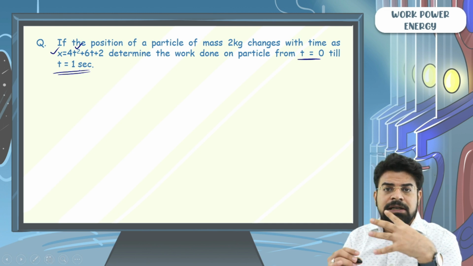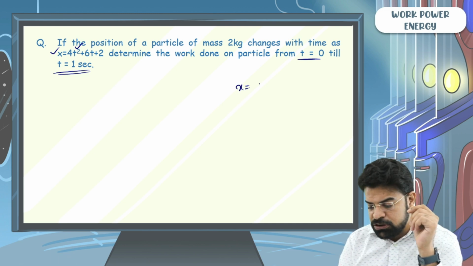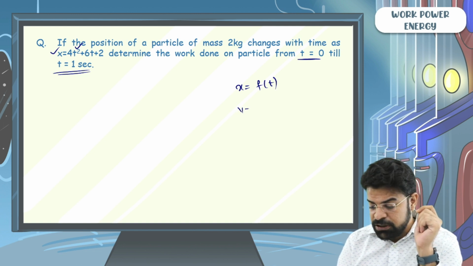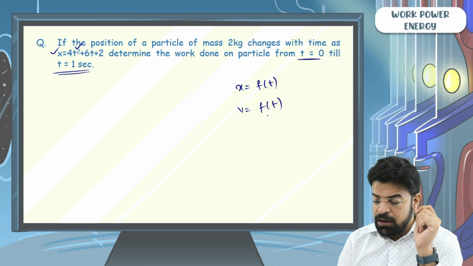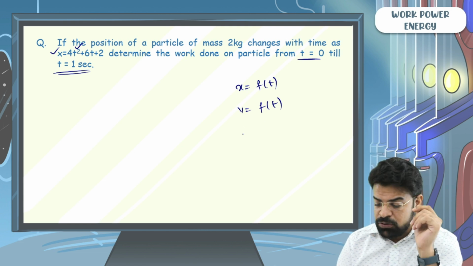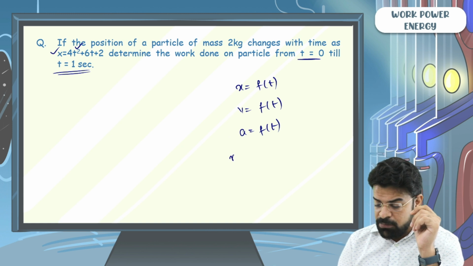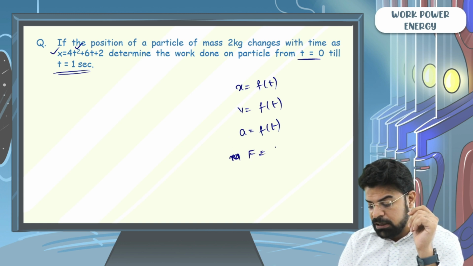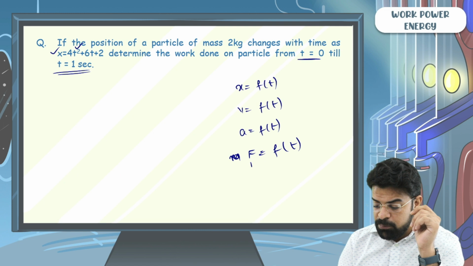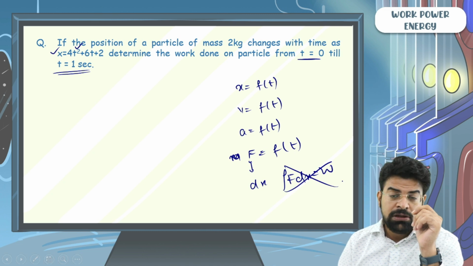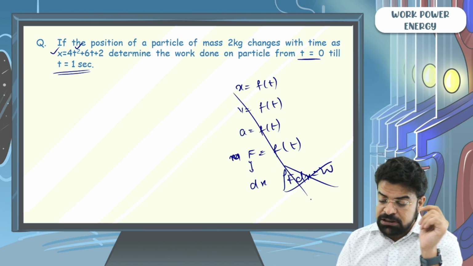Now when students see this question, they say, okay, position is given as a function of time. If I differentiate it once, I will get velocity as a function of time. And if I differentiate it again with respect to time, I will get acceleration as a function of time. Then if I multiply with the mass, I will get force as a function of time. Then I will multiply this force with dx and integrate f dx to get the work done. Don't do this. This is a really long method. Then sir, what to do?